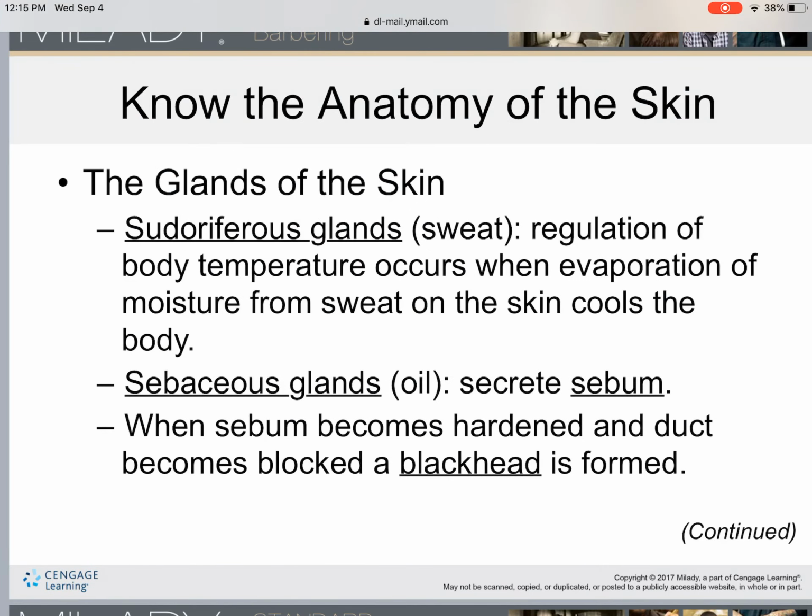Okay, glands of the skin. You have two types of skin duct glands. Let's talk about that. Sweat glands and oil glands. Your sweat glands are your sudoriferous glands, and your oil glands are called sebaceous glands. Your sudoriferous glands consist of a coiled base called the fundus and a tube-like duct that terminates at the skin surface to form the sweat pore. Practically all parts of the body are supplied with sweat glands, although they are more numerous on the palms, soles, forehead, and armpits.